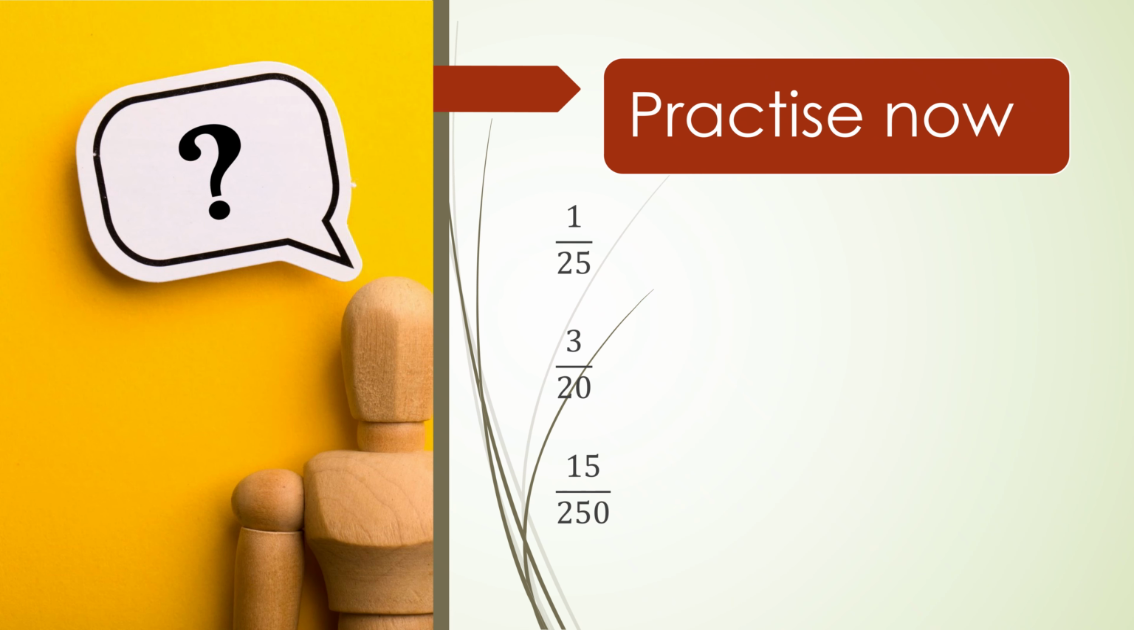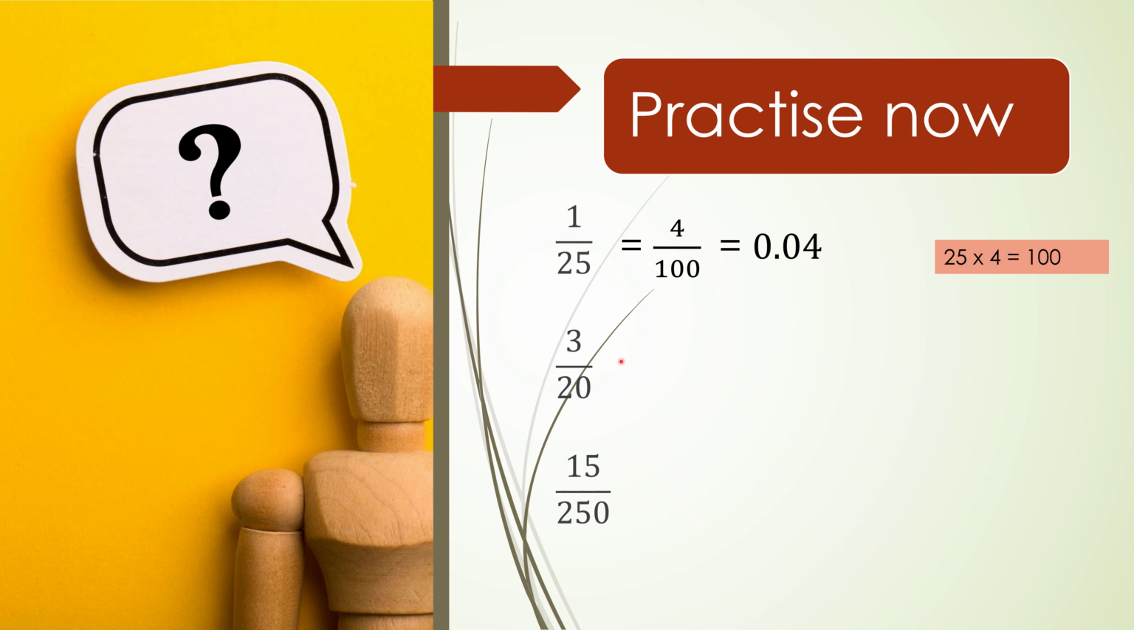Now let's practice some more questions for better clarification of the concept. We have three fractions over here, 1 by 25, 3 by 20 and 15 by 250. Now look at the first fraction, 1 by 25. As we have 25 in the denominator and we know when we multiply it by 4 we get 100, we will multiply 25 by 4 and also multiply the numerator by 4. We get 4 by 100. Now we can easily put the decimal point. Here we have two zeros in the denominator, so we have to put the point before two digits, but here we have only one digit, so we will put another digit by ourselves, that is 0. Now the answer is 0.04.